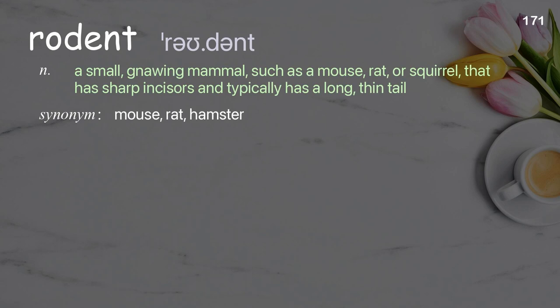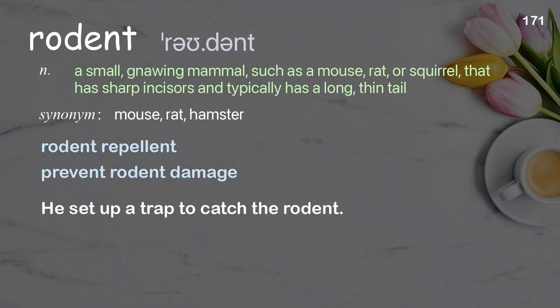Rodent. A small, gnawing mammal, such as a mouse, rat, or squirrel, that has sharp incisors and typically has a long, thin tail. Examples: rodent repellent. Prevent rodent damage. He set up a trap to catch the rodent.